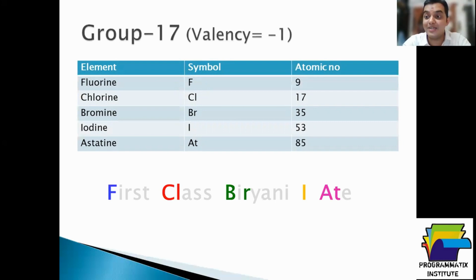First class brownie I ate, where first ka F is fluorine, class ka Cl is chlorine, brownie ka Br is bromine, and I is iodine, and 8 ka At is astatine.